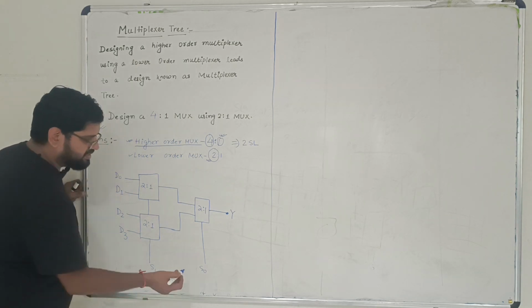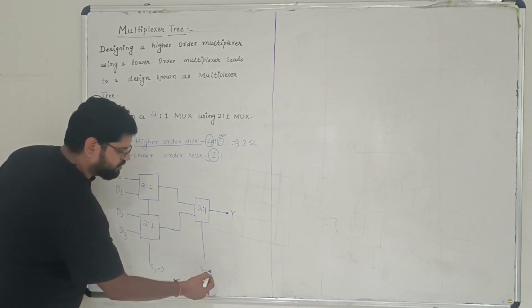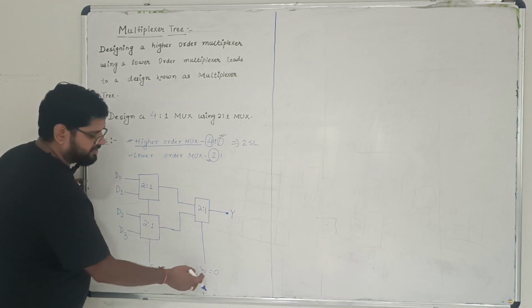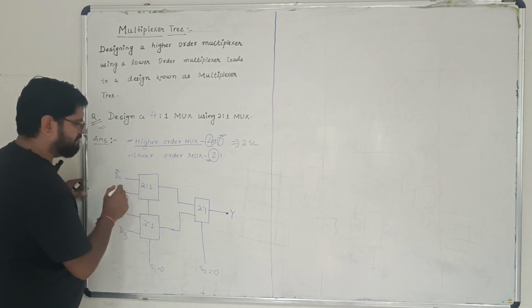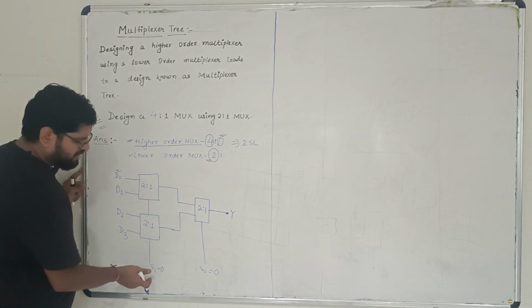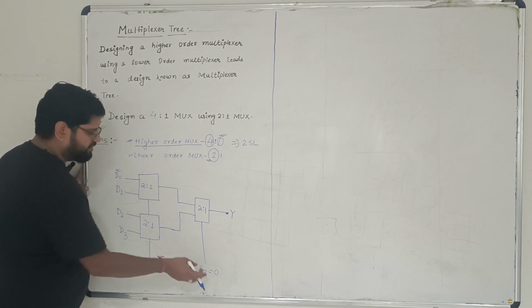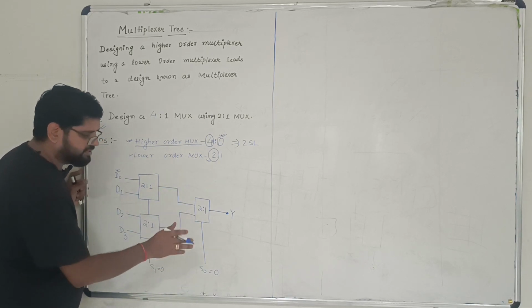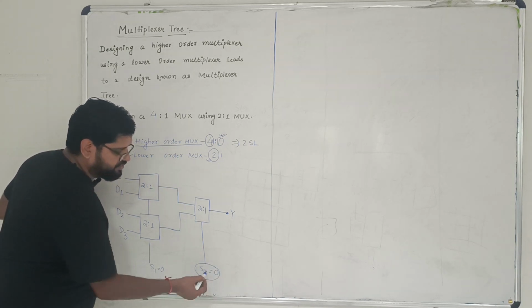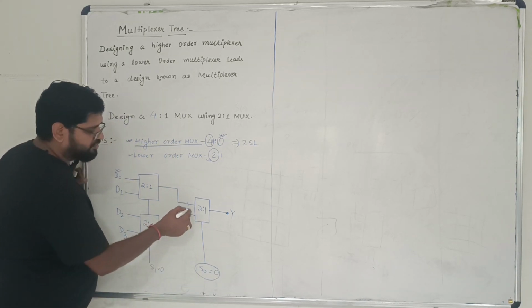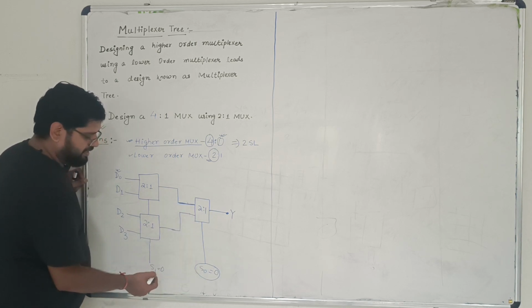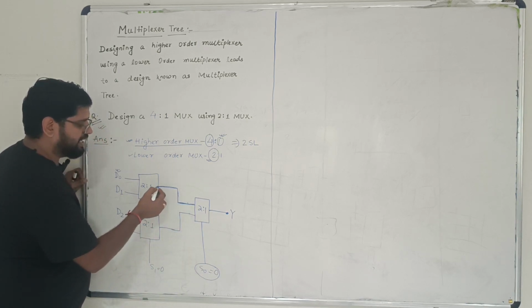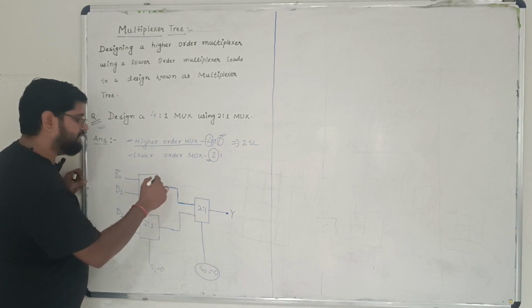Now you can just have an analysis. If you are keeping S0 equals to 0 and S1 equals to 0, that means this line will be selected and D0 will be coming as the output. Now you can ask me, sir, how can we think that if S1 is 0 and S0 is 0, D0 will be selected? Just a simple concept. If S0 is equal to 0, then out of these two lines, which line will be activated? Definitely the topmost line will be activated. Means this MUX is not active, this MUX is active.